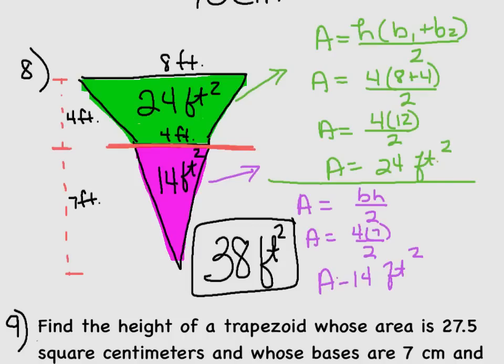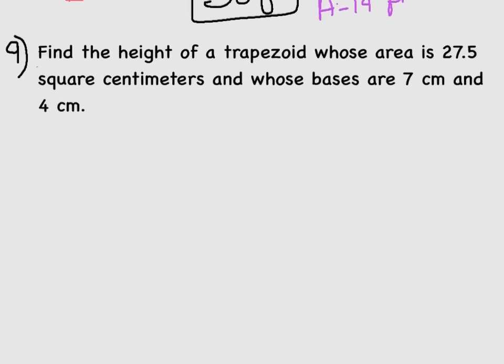So the total area is 38 feet squared. The area for the trapezoid is 24 feet squared. For the triangle it is 14 feet squared. And when we add those together, the total area is 38 feet squared. All right, let's move along. Almost done. Number 9.